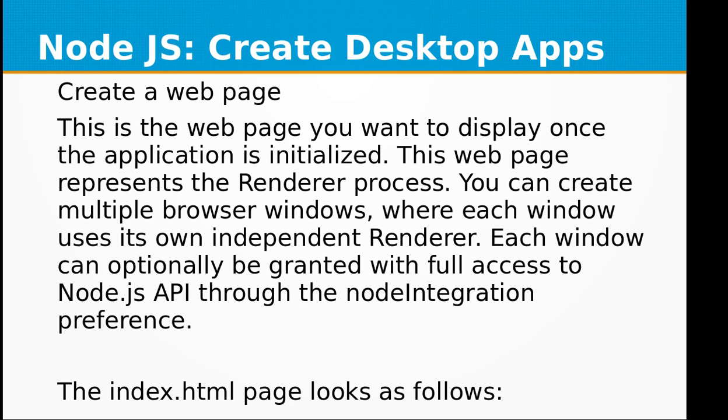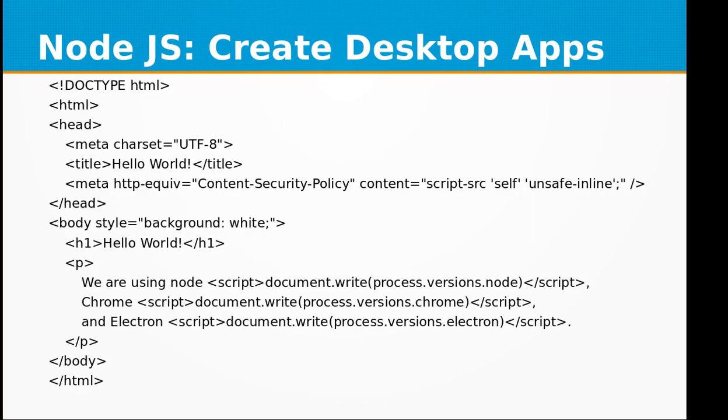Okay, let's create a web page. This is the web page you want to display once the application is initialized. This web page represents the renderer process. You can create multiple browser windows where each window uses its own independent renderer. Each window can optionally be granted full access to the Node.js API through the Node integration preference. The index.html page looks as follows.